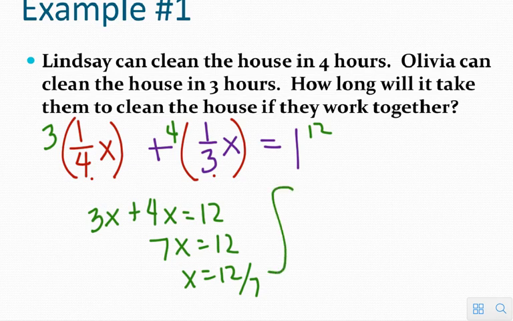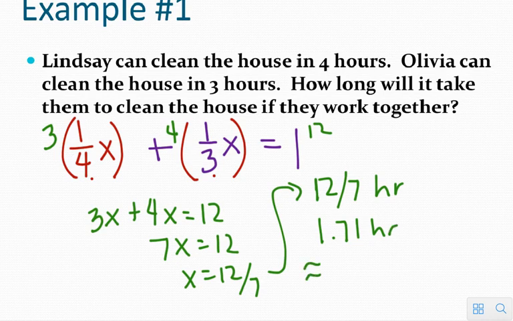Okay, so what does that mean? That means that it will take them 12 sevenths of an hour to clean the house together. So that works out to be 1.71 hours, which is approximately 1 hour and about 43 minutes. And that's our answer.